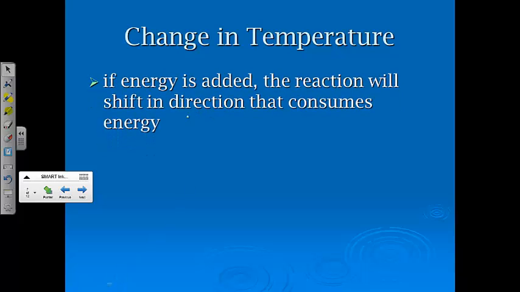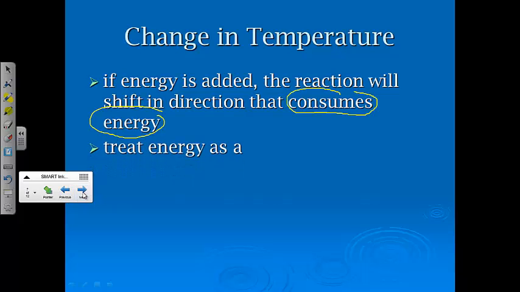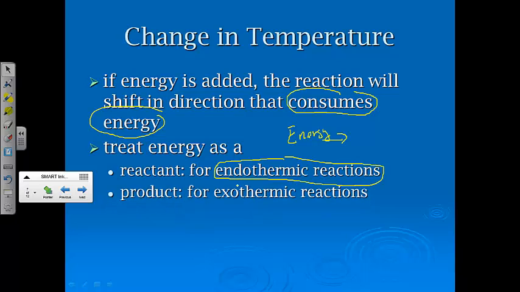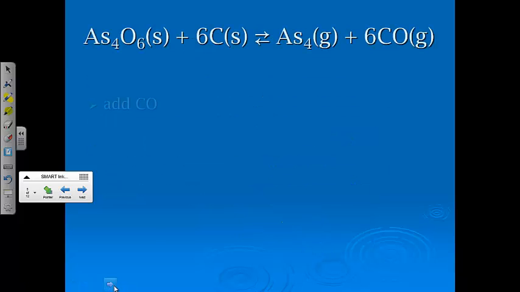And if energy is added, the reaction will shift in the direction which consumes the energy. The way that I make this one easier is I treat energy as a reactant for endothermic reactions, which makes sense because if I have an endothermic reaction, I'm going to need energy in order for the reaction to take place. You need to write this part down too. This is also not in your notes. On the flip side, I treat it as a product for exothermic reactions. So if it's exothermic, remember I'm going to have a negative delta H, so I'm going to have energy as a product over here. Okay, so now let's look at some samples.